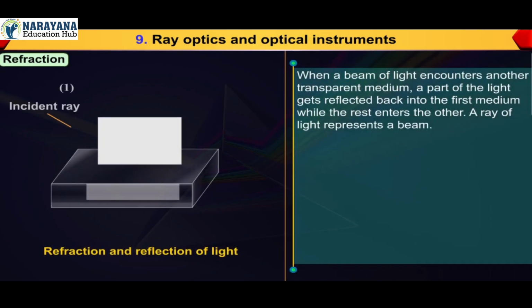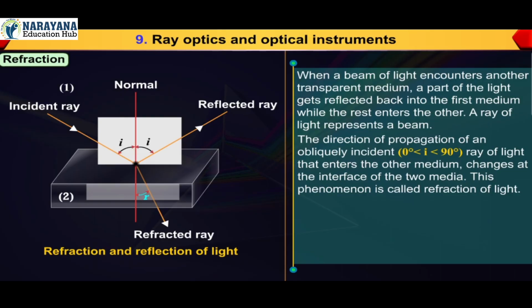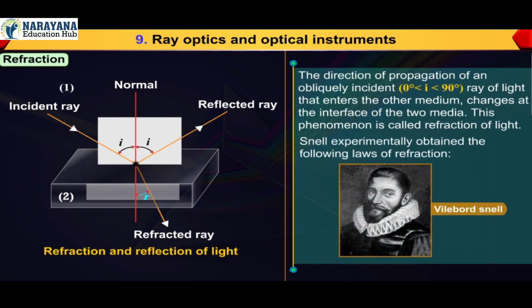Refraction. When a beam of light encounters another transparent medium, a part of the light gets reflected back into the first medium while the rest enters the other. A ray of light represents a beam. The direction of propagation of an obliquely incident ray, that is 0 degree < i < 90 degree, of light that enters the other medium changes at the interface of the two media. This phenomenon is called refraction of light. Snell experimentally obtained the following laws of refraction.